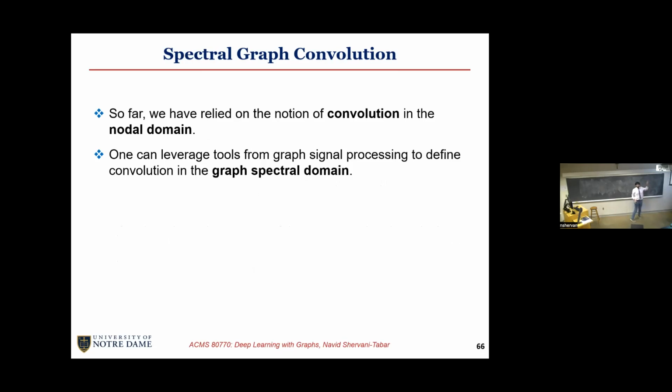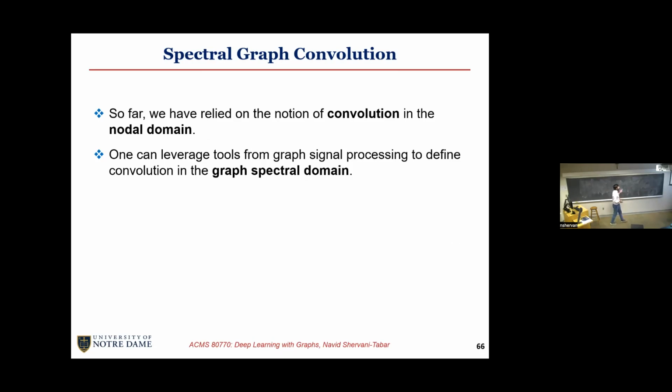So now, so far, we looked at convolution in the nodal space. We call that a nodal space or a spatial domain, a nodal domain, meaning that we're looking at each node and we are looking at the neighbors of the node and we are defining that as a function of the adjacency matrix. So everything in the nodal domain.